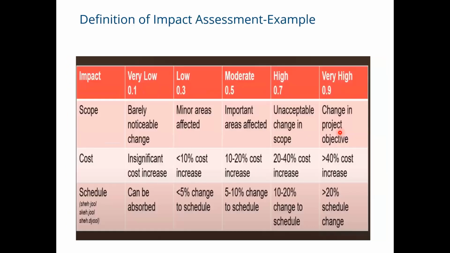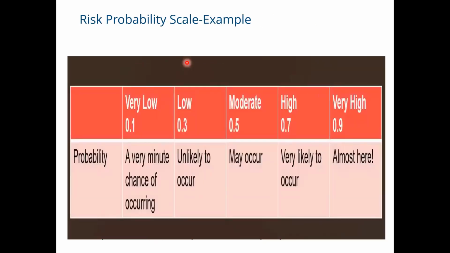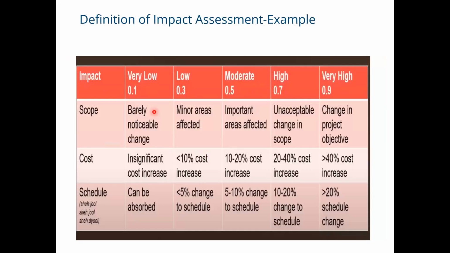Similarly, we can make the impact assessment. First we find out the likelihood, the probability. What is the probability of a certain risk happening? Second is the impact. What is the impact if these risks happen? What is the impact of these risks on our project in terms of scope, cost, and schedule?